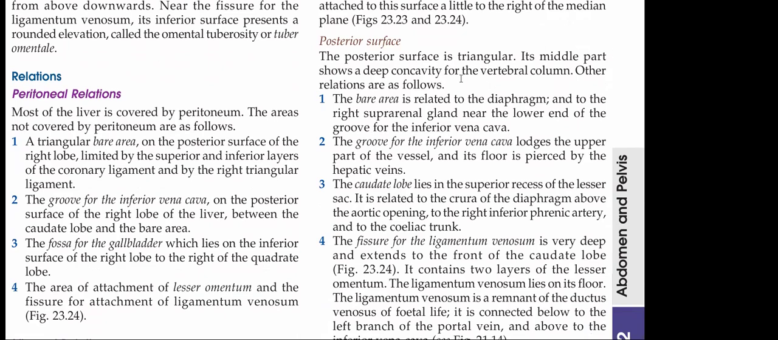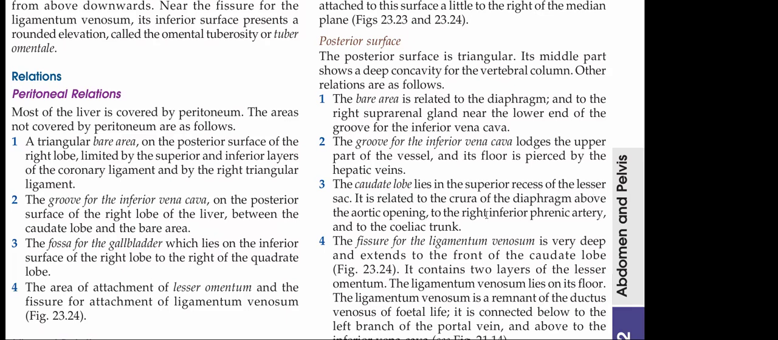Posterior surface. The posterior surface is triangular. Its middle part shows a deep concavity for the vertebral column. Other relations are as follows. The bare area is related to the diaphragm and to the right suprarenal gland, and near the lower end of the groove for the inferior vena cava. The groove for the inferior vena cava lodges the upper part of the vessel, and its floor is pierced by the hepatic veins. The caudate lobe lies in the superior recess of the lesser sac.